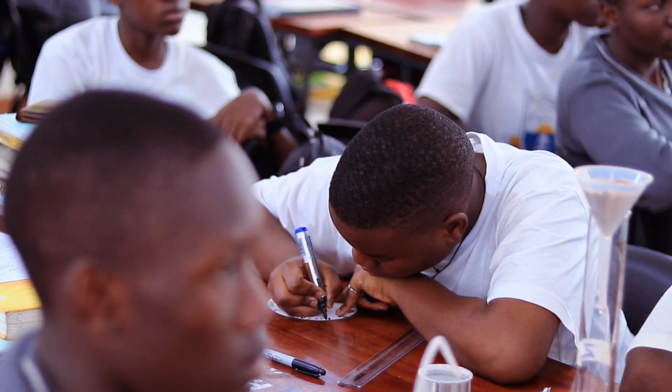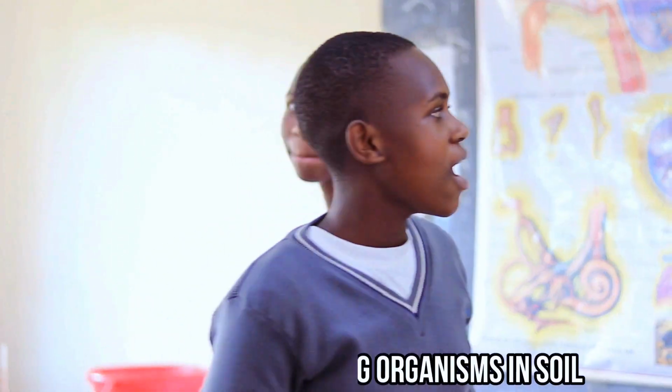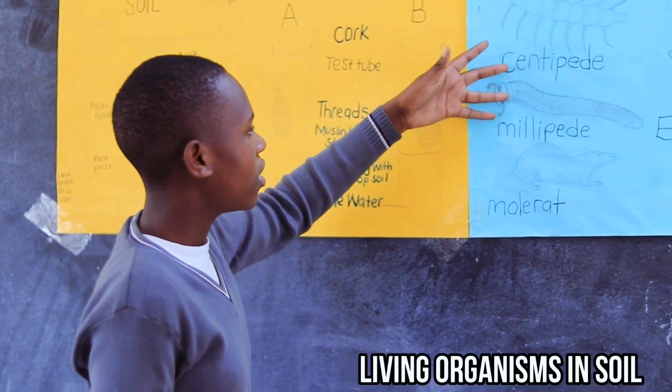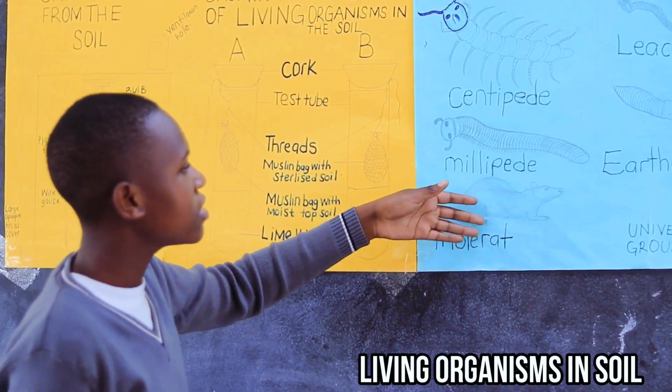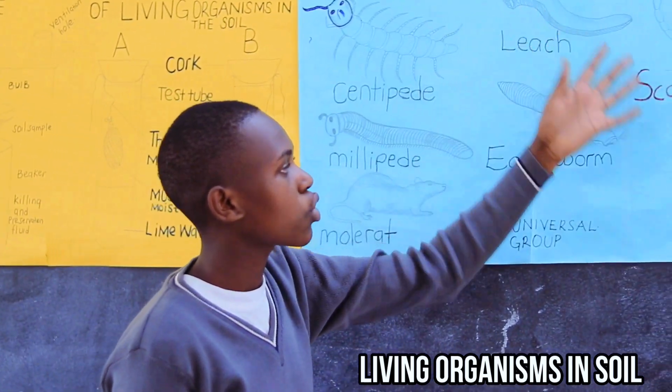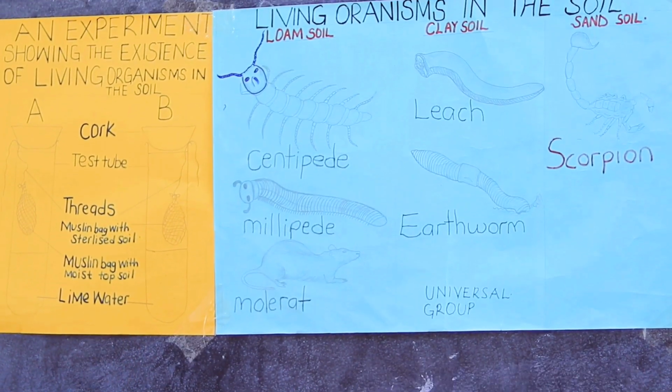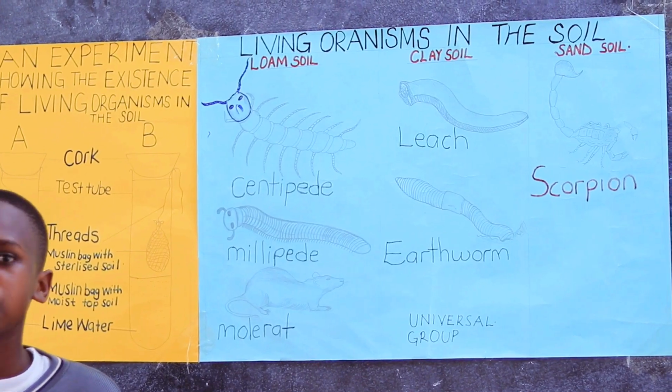It is said that the arrival of living organisms in soil is the beginning of true soil. So some of the examples of living organisms in soil are? Yes, we have the examples of living organisms. As you saw on this chart, we have the centipedes, millipedes, mole rats, earthworms, leech, scorpions, also termites. There are many organisms that we find in soil.